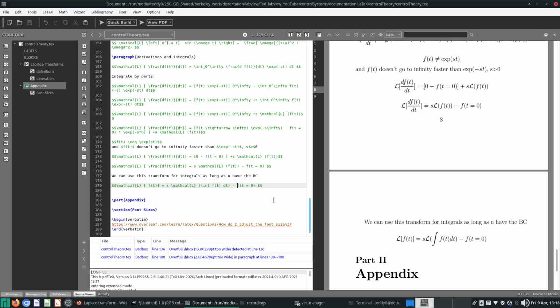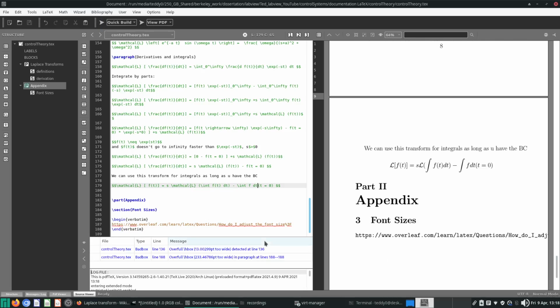Now of course you need the value of this integral at t equals 0. Okay, so that's one way of doing it. It's a very crude way. Okay, sorry, I think I have too many brackets. Okay, so long and short of it, what is this Laplace transform of integrals?